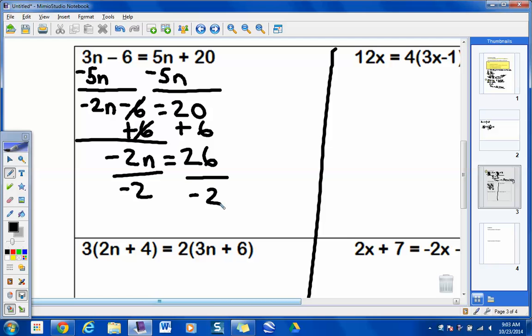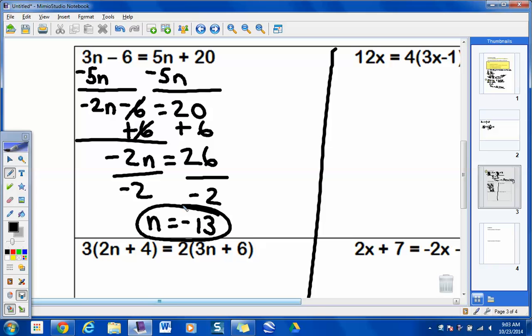Okay, so this is the idea. If I go back up here, the 3n and the 5n, were the coefficients the same on the variables or different? Different coefficients, good stuff. It means you're probably going to get an answer. And I shouldn't say probably, it means you're definitely going to get an answer, all right? So when I did this right here, my n value is negative 13.